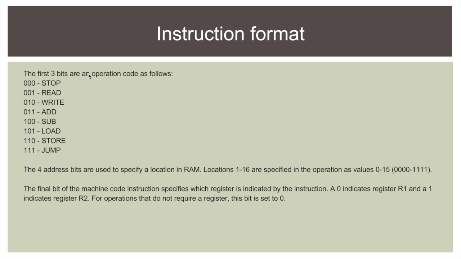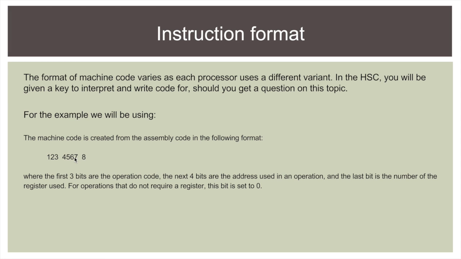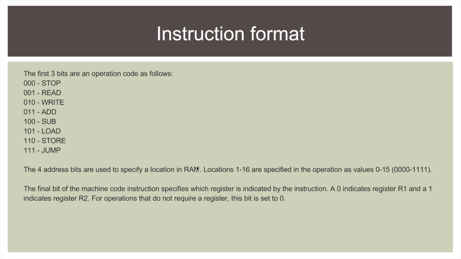So the first 3 bits will be an operation as follows. In 3 bits there are 8 possible values, and you have your 8 possible operations here. The next 4 represent a specific location in RAM. We have locations 1 to 16, as we can specify 16 locations with 4 bits. And the last bit signifies which register to use. 0 indicates register R1 and 1 indicates register R2. For operations that do not require a register, this is set to 0.